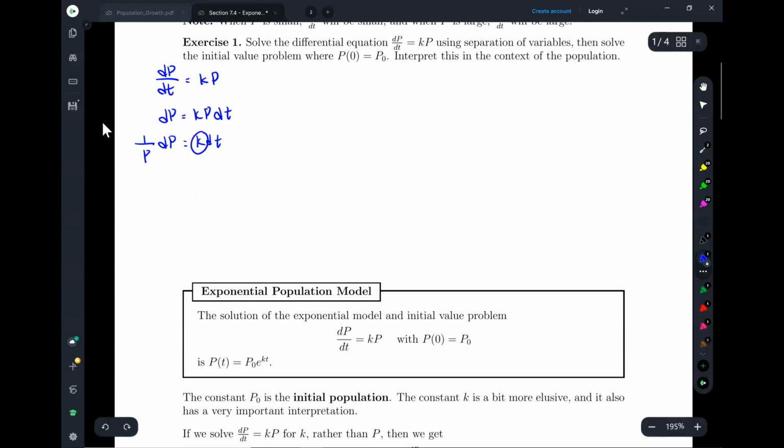Now, let me just point out that k is a constant. So you could keep this on the right side with the t, or you could put it on the left side with the P. I would prefer it to be a constant multiple instead of a fraction. So I'm going to keep the k over with the dt. But if you did something different, that's probably okay. All right, so we're going to integrate both sides here.